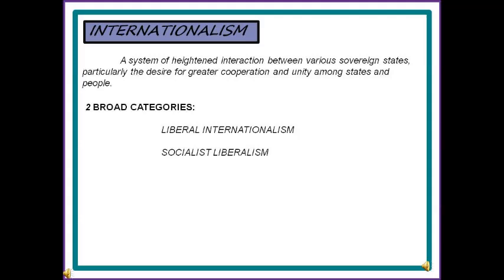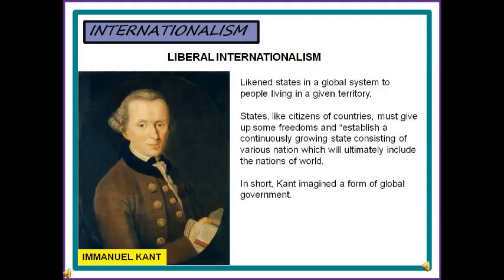Moreover, the only means by which one can resolve complex and multifaceted issues is to tackle the cause of the problem from an international perspective. Immanuel Kant expressed his understanding of liberal internationalism, likening states in a global system to people living in a given territory. According to him, states, like citizens of countries, must give up some freedoms and establish a continuously growing state consisting of various nations which will ultimately include the nations of the world. In short, Kant imagined a form of global government.